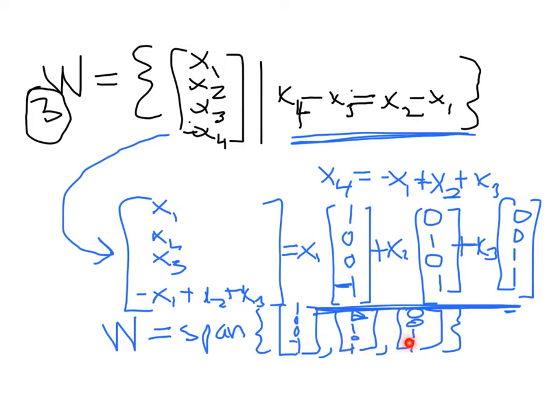And there's a theorem that says anytime we know that this subset is a span of vectors within a vector space, that's automatically a subspace. So just by expressing it as a span, that proves that W is a subspace of R4.